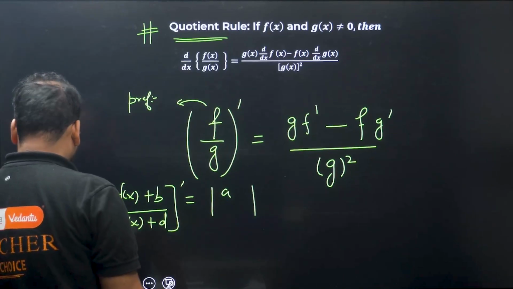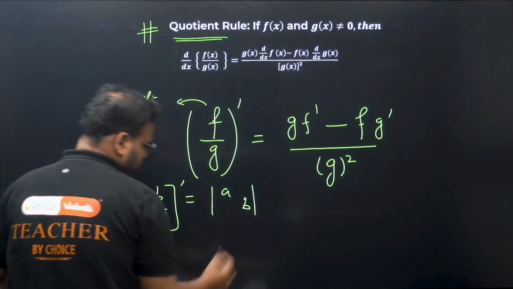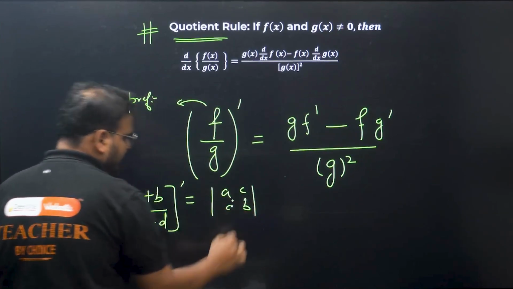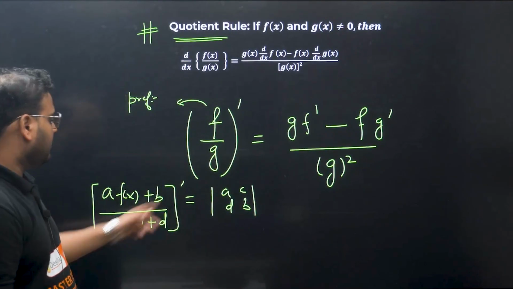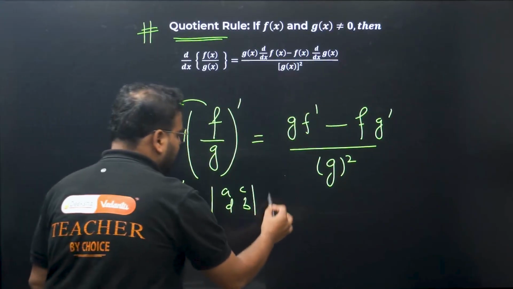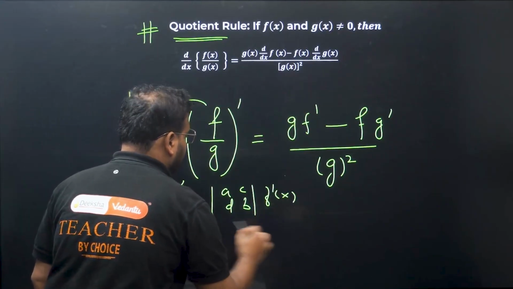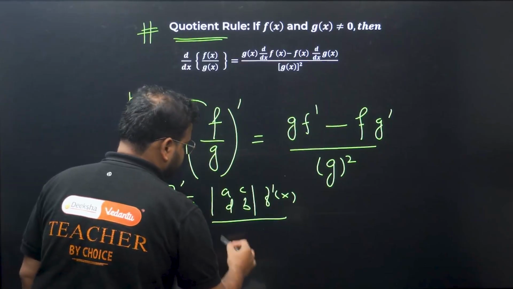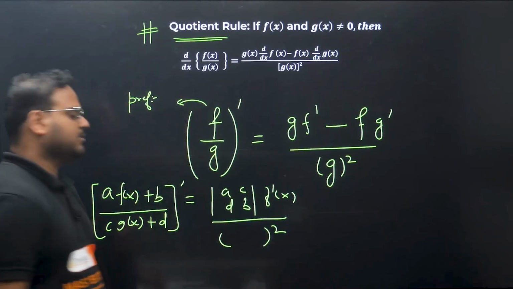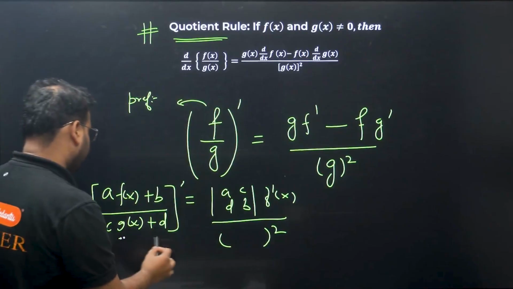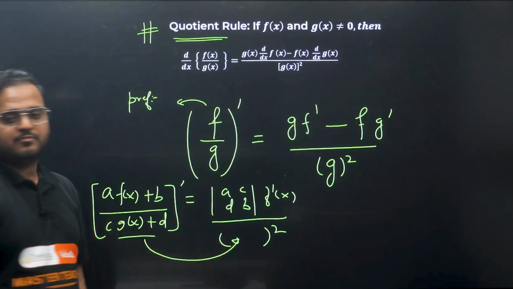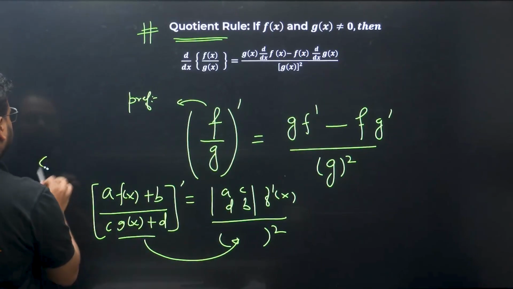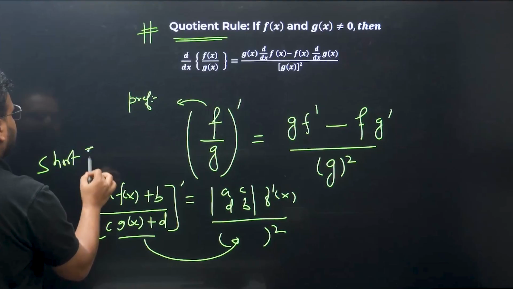This is changed. Let me remember. I forgot the coefficient actually. It should be a b c d like that, and you'll have over here f dash of x divided by the denominator, this whole thing, the square. That's your shortcut. That's your short trick.